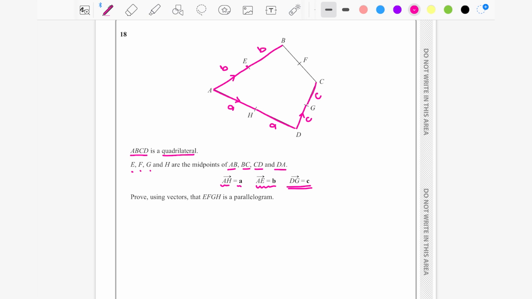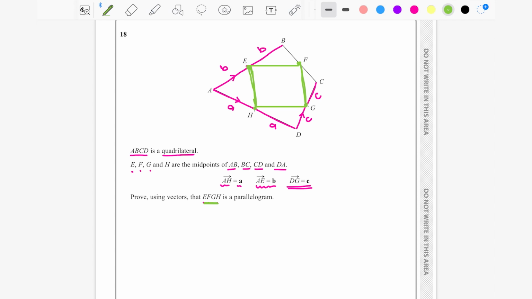Now, it says prove using vectors that EFGH, let's get that in green, EFGH is a parallelogram. So where's EFGH? Let's connect them. These are parallelograms. If I work out each one of these sides and the vectors are the same, they're equal, then it's a parallelogram, okay?